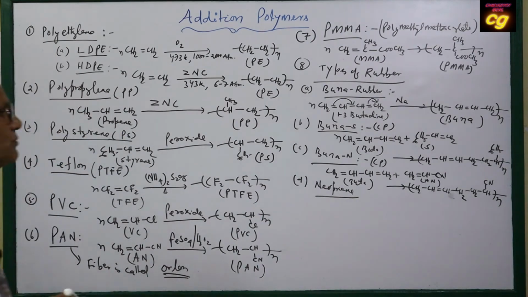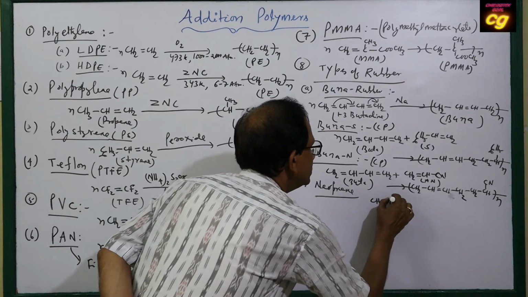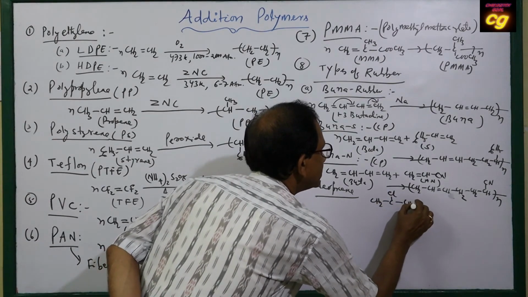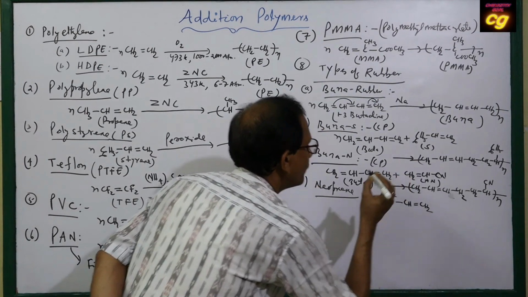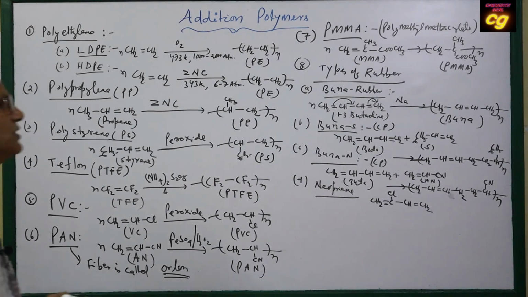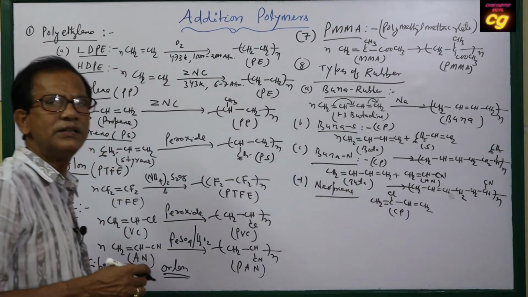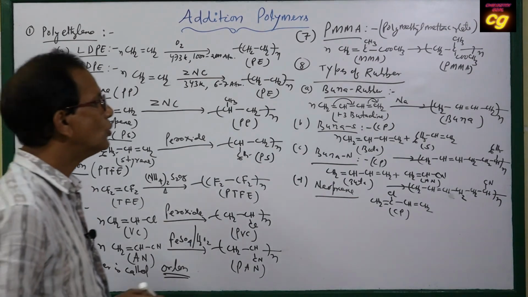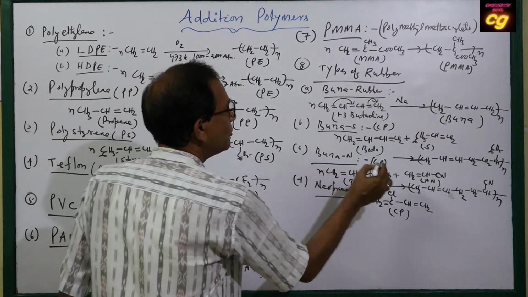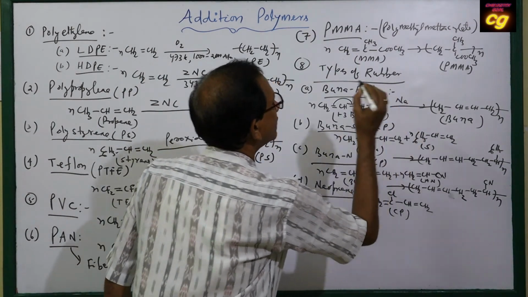Neoprene rubber is made of CH2, C, then Cl, CH, double bond CH2. Here the double bond will be there. This is called chloroprene. CP, I am writing the short form, that is CP means chloroprene. Chloroprene when it polymerizes, here we have to write n, everywhere we have to write n number, here also n.